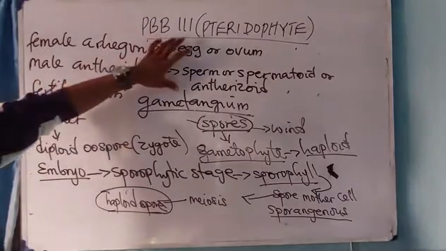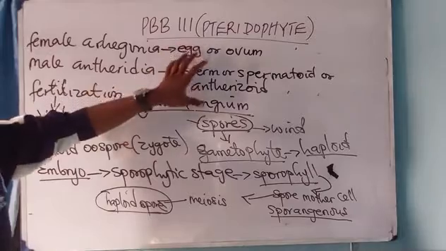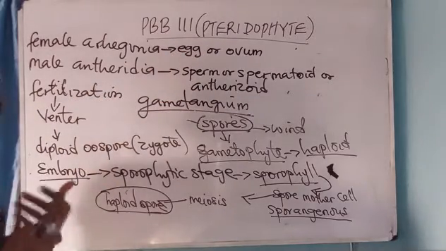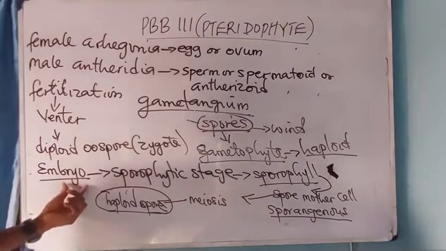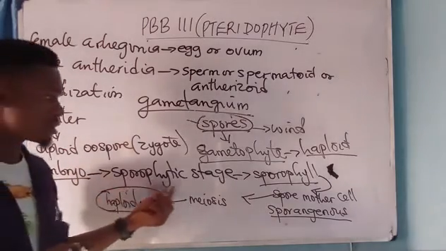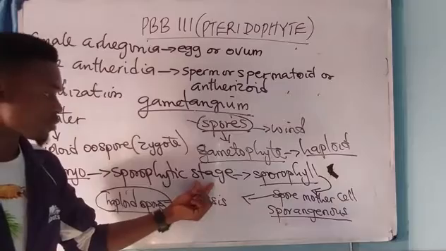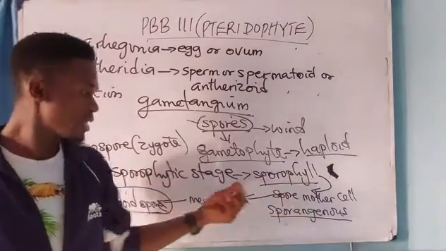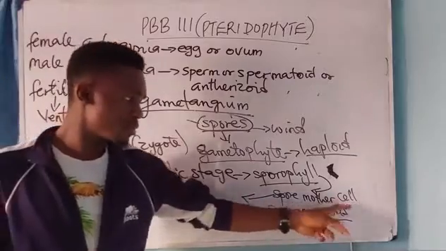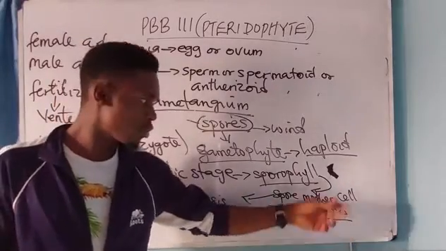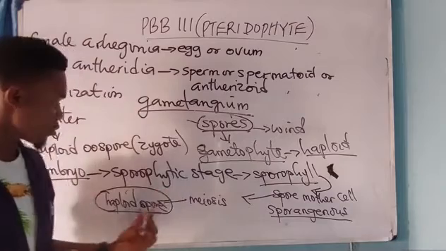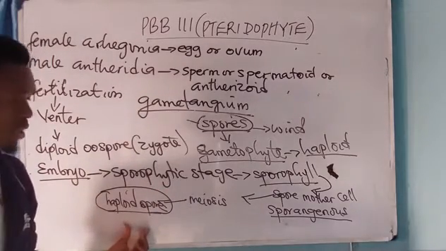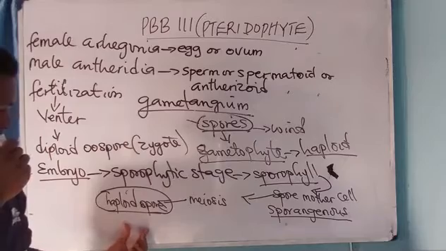So please, conclusively, I started from here. They will both undergo fertilization to produce what? Diploid spore, which would develop into what? Embryo. Now the embryo will grow into what? The sporophytic stage. Now this sporophytic stage will now produce what? Sporophyll. And inside the sporophytic stage, we have the spore mother cells or the sporanginoid cells, which would undergo meiosis to produce what? Haploid spores. These spores are what? Haploid, okay?